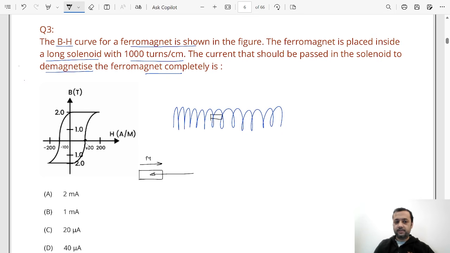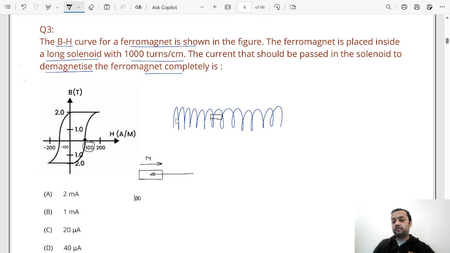So very simple. Coercivity is this value where the BH graph cuts the x-axis. So this is the value of coercivity. The coercivity is 100, and that means the value of H required to demagnetize it is 100.